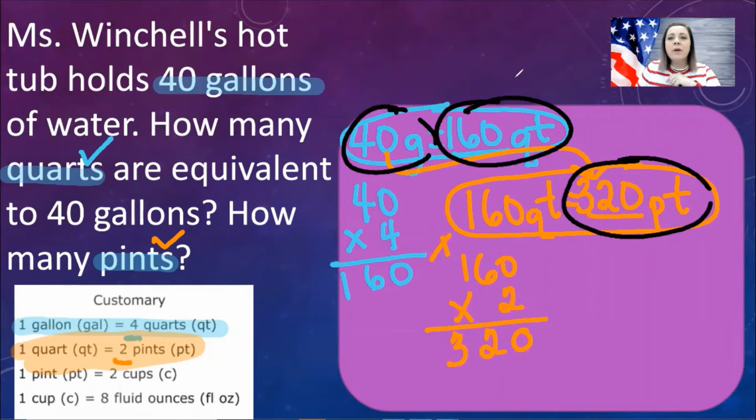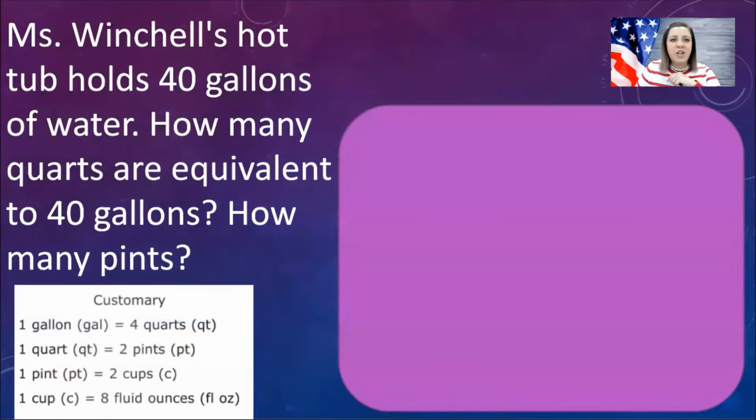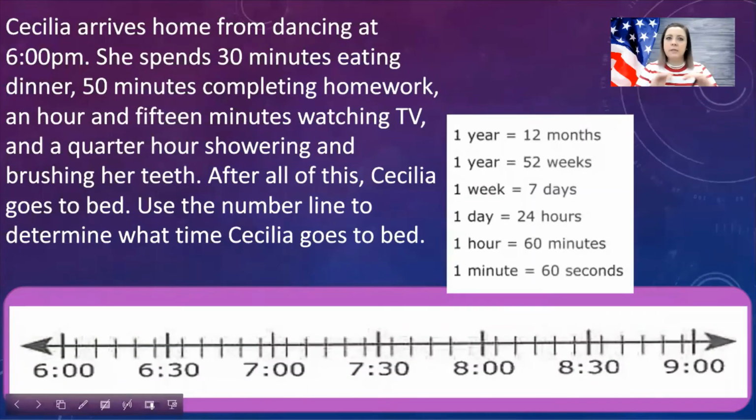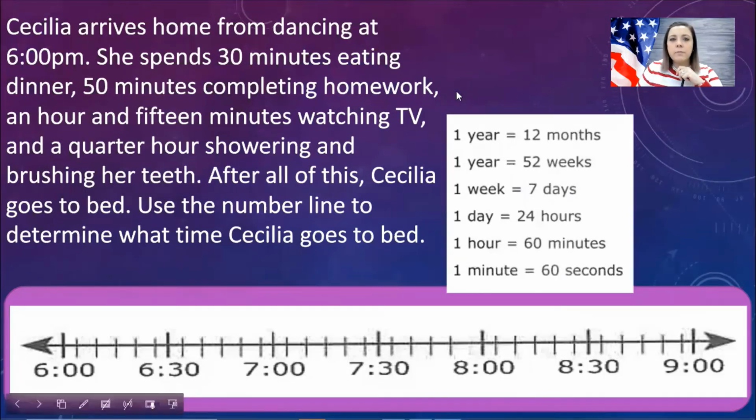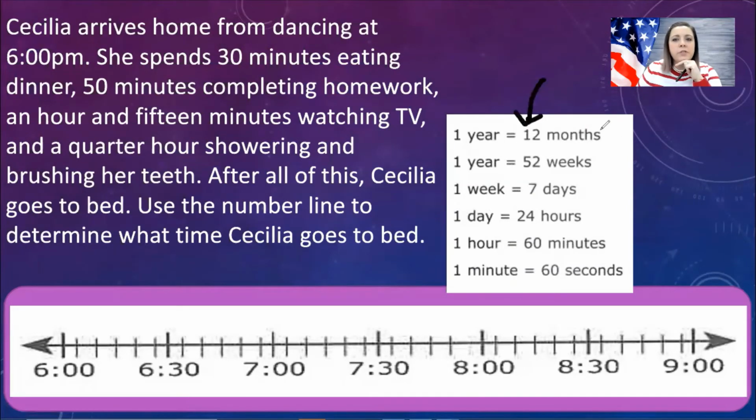Excellent job. All right, we're gonna try one more that's a little bit challenging. This is really not customary or metric. It's just a universal standard for time. So we're gonna try a time problem together, and we're going to do that using a number line. So here you can see I've got all of our time conversions right here. So we're going to use these when solving. So let's read our problem together. Let me get my highlighter ready. All right, so it says, Cecilia arrives home from dancing at 6 p.m.